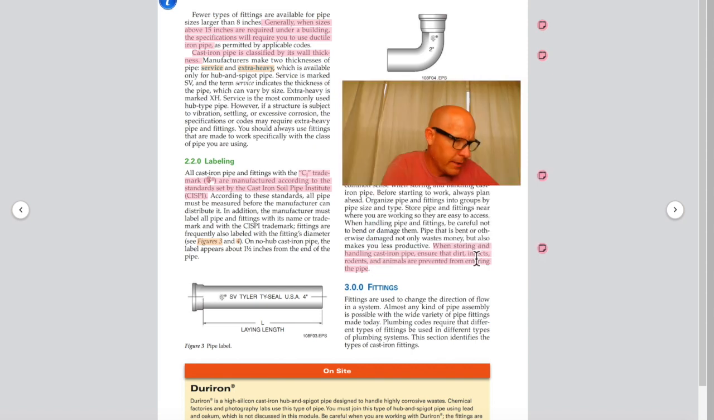When storing and handling cast iron pipe, ensure that dirt, insects, rodents, and animals are prevented from entering the pipe. If it says anything outside of that, then it's not something you need to be concerned with. Extremely high temperatures, extremely cold temperatures, weather, the elements of weather. If it's not right here, it's not something you should be concerned with when storing or handling. You see what I'm saying?